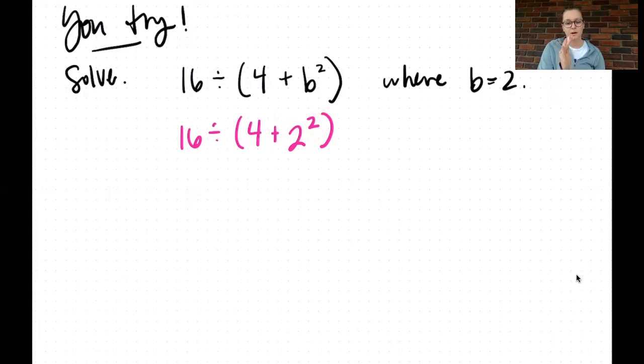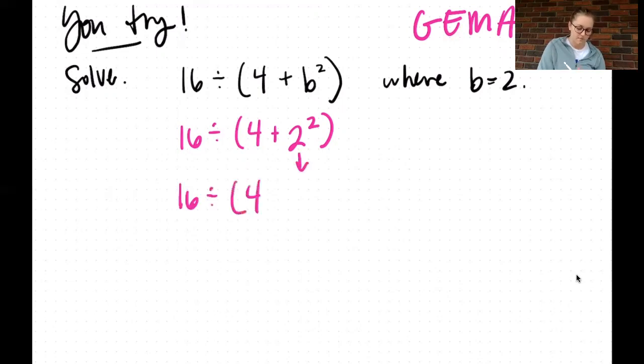Well, I know that in GEMMA, G-E-M-A, my exponent comes before my addition and subtraction. So I do need to do my exponent first. This is going to be 2 to the 2nd power. Remember, 2 to the 2nd power is the same as 2 times itself 2 times. It is not 2 times 2. However, in this case, I understand that it actually is the same, so it's a little confusing. But it's 2 times itself 2 times, which does equal 4.